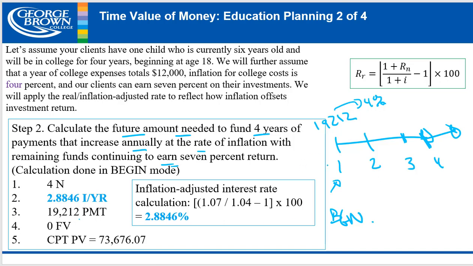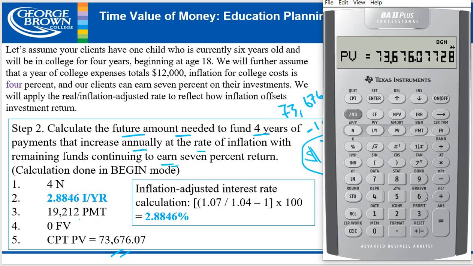Now we're calculating how much money we need here at the beginning of the education to fund all 4 years. So when we do that, we're going to get an amount of $73,676. So this is what it's talking about, the remaining funds. I'm going to show you how to do that on the calculator in a minute here, but the present value of the 4 years of education is $73,676. At the beginning of the first year, we're going to take out the $19,212. We're going to have some balance remaining.